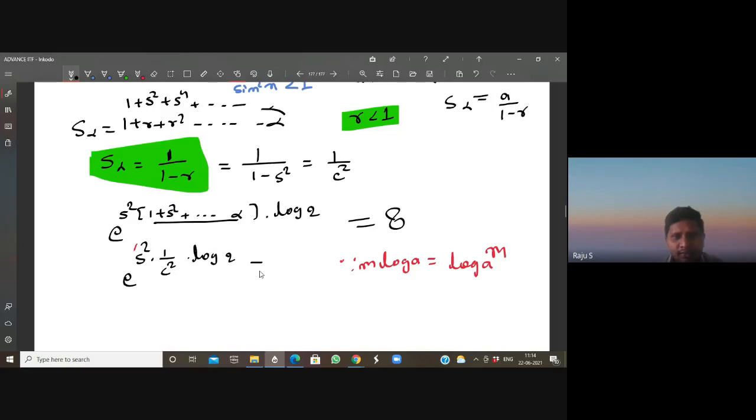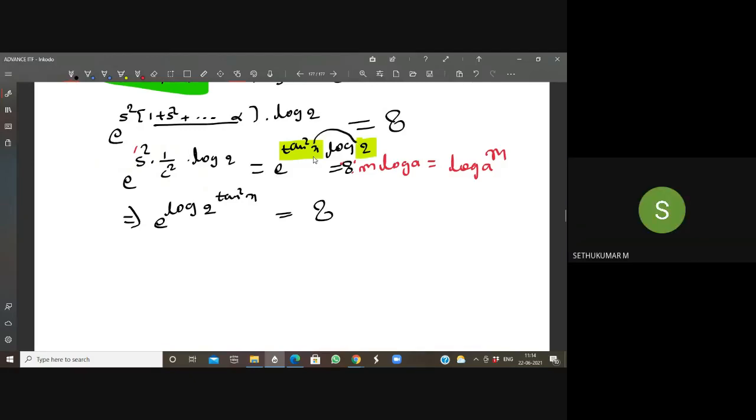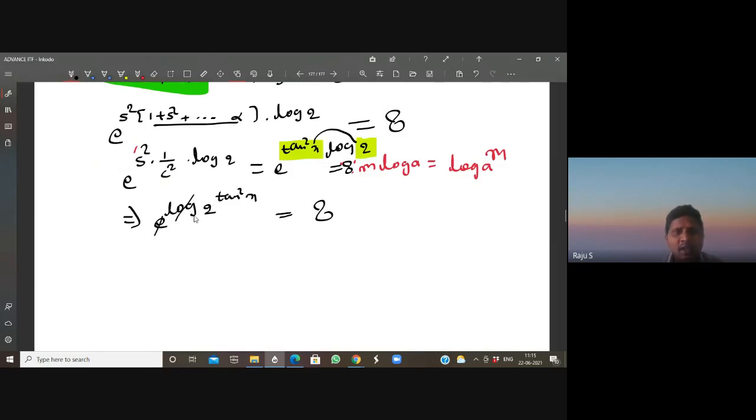This can be written as e to the power of sine square by cos square, which is tan square x, into log 2. Observe this. Now it is in the form of m log a, where the m value is tan square x and the a value is 2. Shall I write this value as e to the power of log 2 to the power of tan square x is equal to 8? Students, is it clear? Yes, sir. Now the e and logarithm cancel, since e and logarithm always cancel. The left side is 2 power tan square x is equal to 8, which can be written as 2 cube. Comparing on both sides, tan square x is equal to 3. Then tan x is equal to plus or minus root 3.